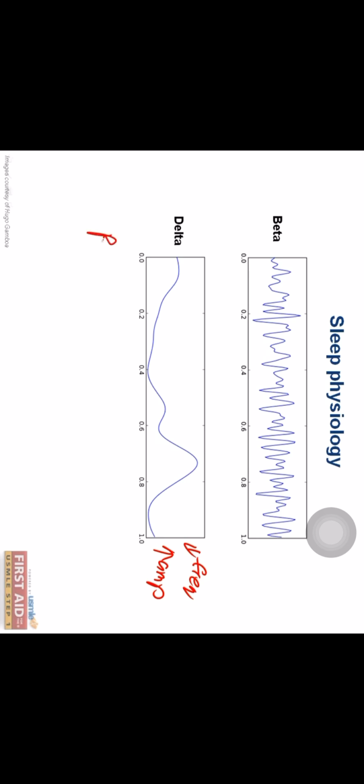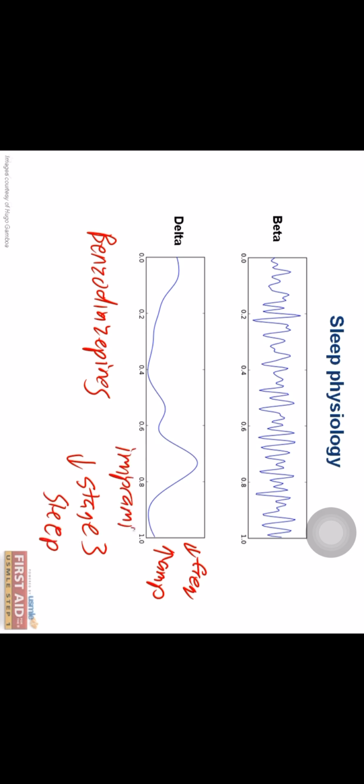The answer here is benzodiazepines. They are useful for treating night terrors and sleepwalking. Imipramine is used to treat bedwetting or enuresis because it decreases stage 3 sleep, and that is imipramine.